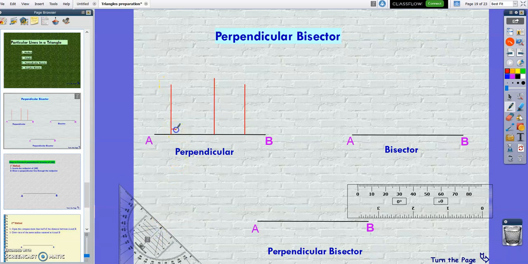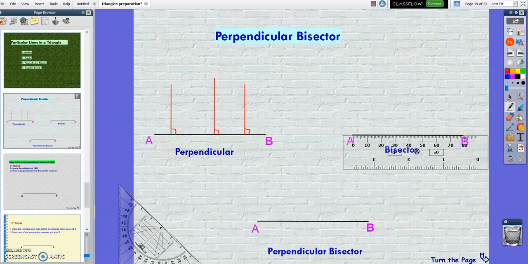We can draw an infinite number of perpendicular lines to AB. Okay, all of these are perpendicular. What about bisector? Bisector means any line that cuts the segment AB into two equal parts. Look at the segment AB. Its length is 8 centimeters. So its midpoint will be 8 divided by 2 equal to 4 centimeters here.